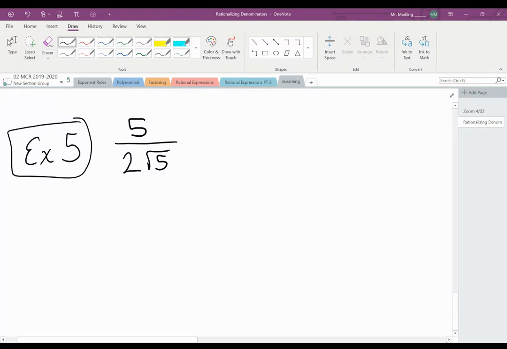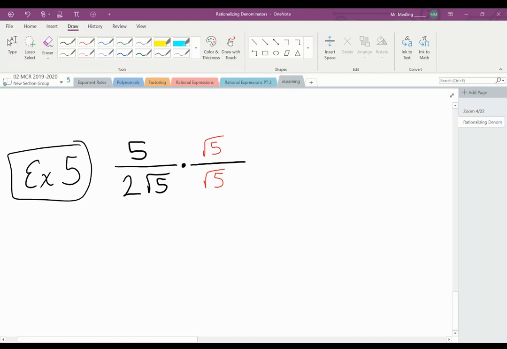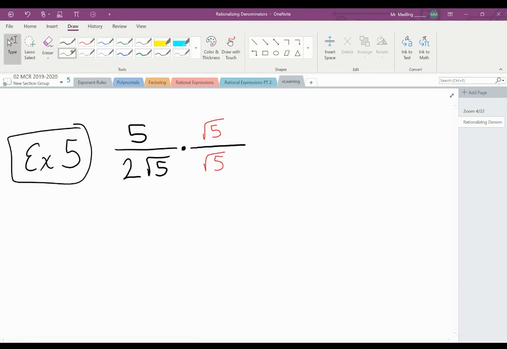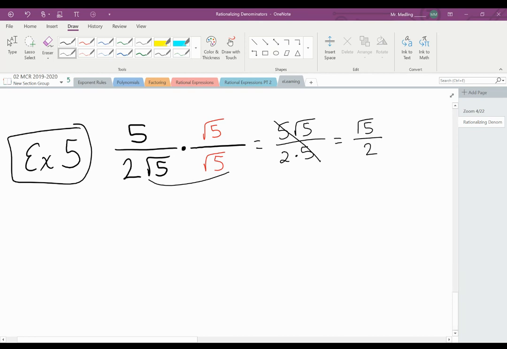All right, so on this one, multiply by 1, square root of 5 over square root of 5. Now, up top, 5 square roots of 5 over 2 times, remember, that together is a 5. Your 5's cancel. Square root of 5 over 2.